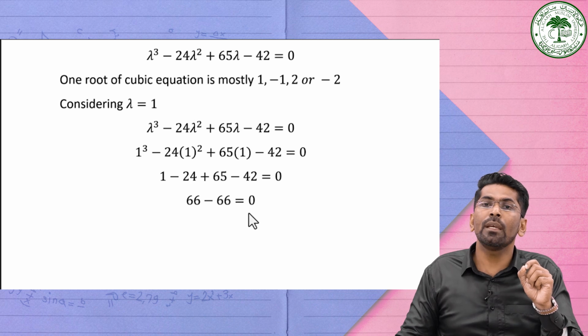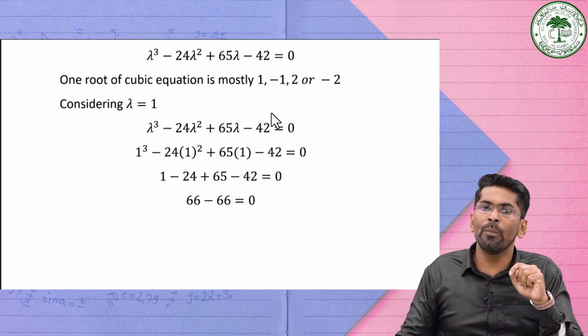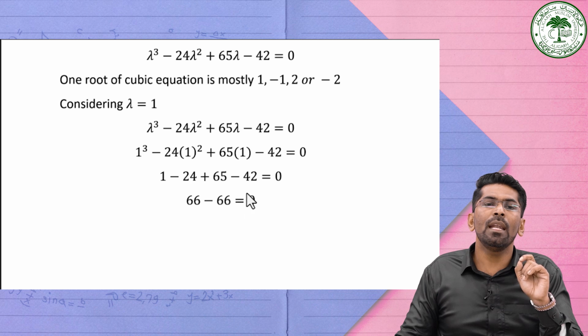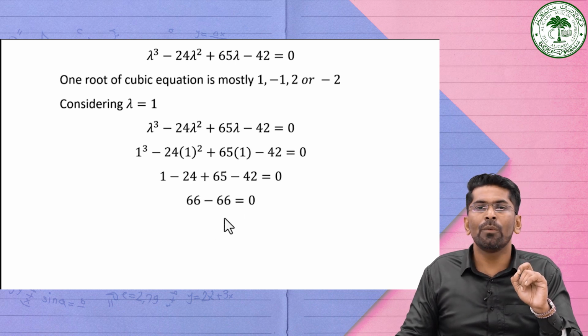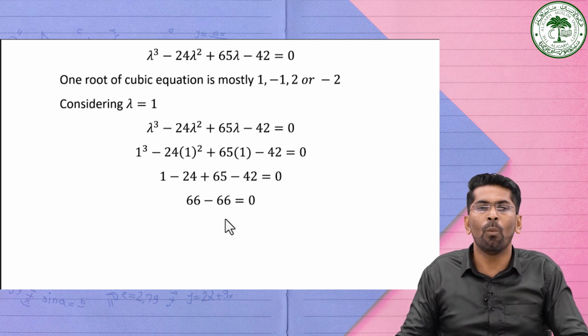If it is not coming to 0, then we have to check whether it is minus 1 or not. If that is also not coming, then go for substituting lambda is equal to 2, or if it is again not coming, check minus 2. Accordingly here, lambda is equal to 1 came with the 0 value, so we can say that one of the roots of this cubic equation is equal to 1.